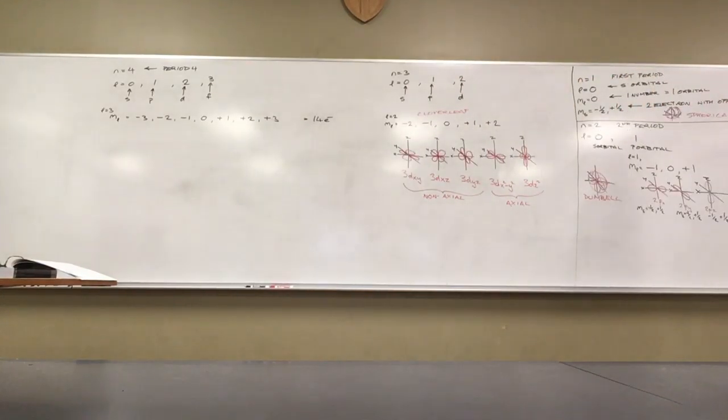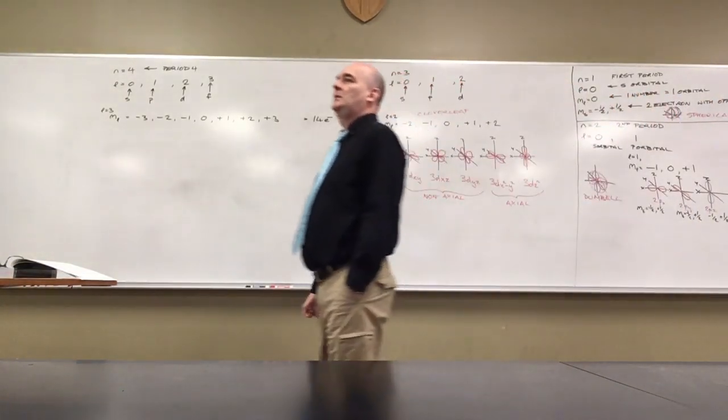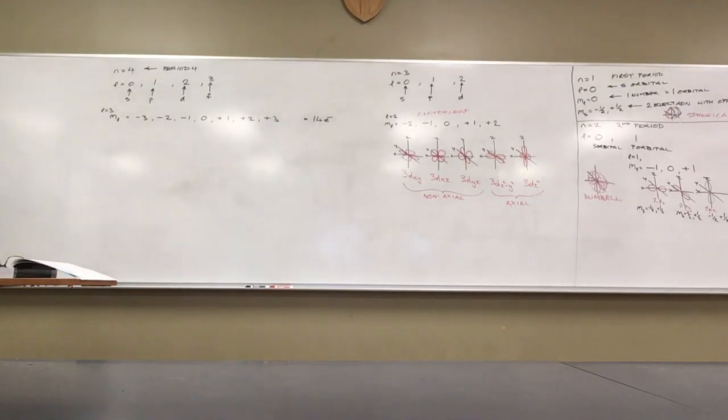Look at the F block on the periodic table. Lanthanum, cerium, praseodymium, neodymium, promethium, samarium, europium, gadolinium, terbium, dysprosium, holmium, erbium, thulium, ytterbium, and then lutetium. 2, 4, 6, 8, 10, 12, 14.